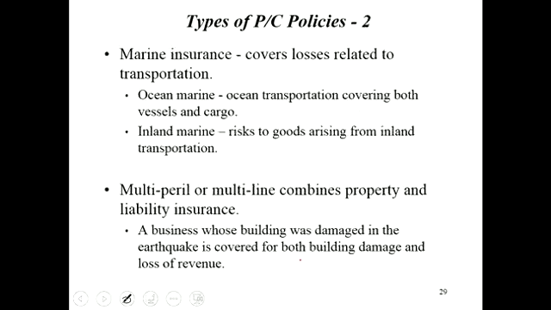Right. Marine insurance, despite its name, is really around transportation. So shipping, and vessels and cargo. And the last one, right.